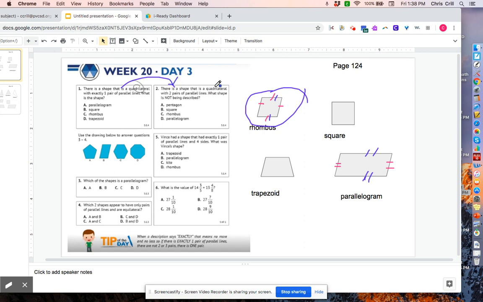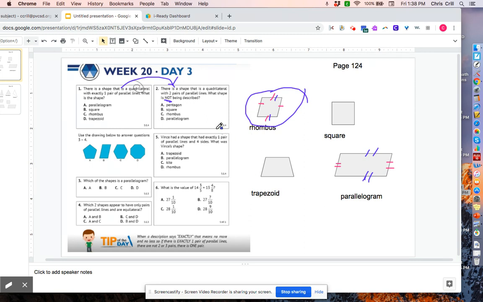Number 2. There is a shape that is a quadrilateral with 2 pair of parallel lines. Which shape is not being described? So we're looking for a shape here that does not have 2 pair of parallel sides or is maybe not a quadrilateral. So keyword not. Be careful when you read those.